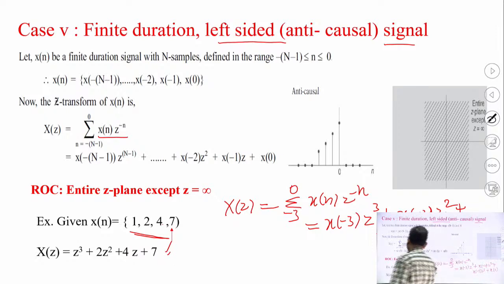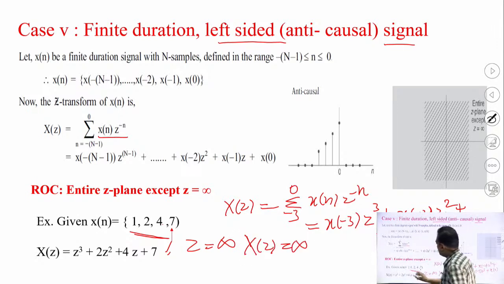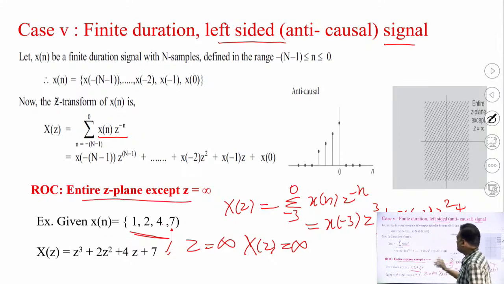Now if you see here, if z equals infinity, then X(z) will be infinity. So you can say the ROC for this signal is the entire z plane except z equals infinity, because at z equals infinity we are getting the value of X(z) equal to infinity.